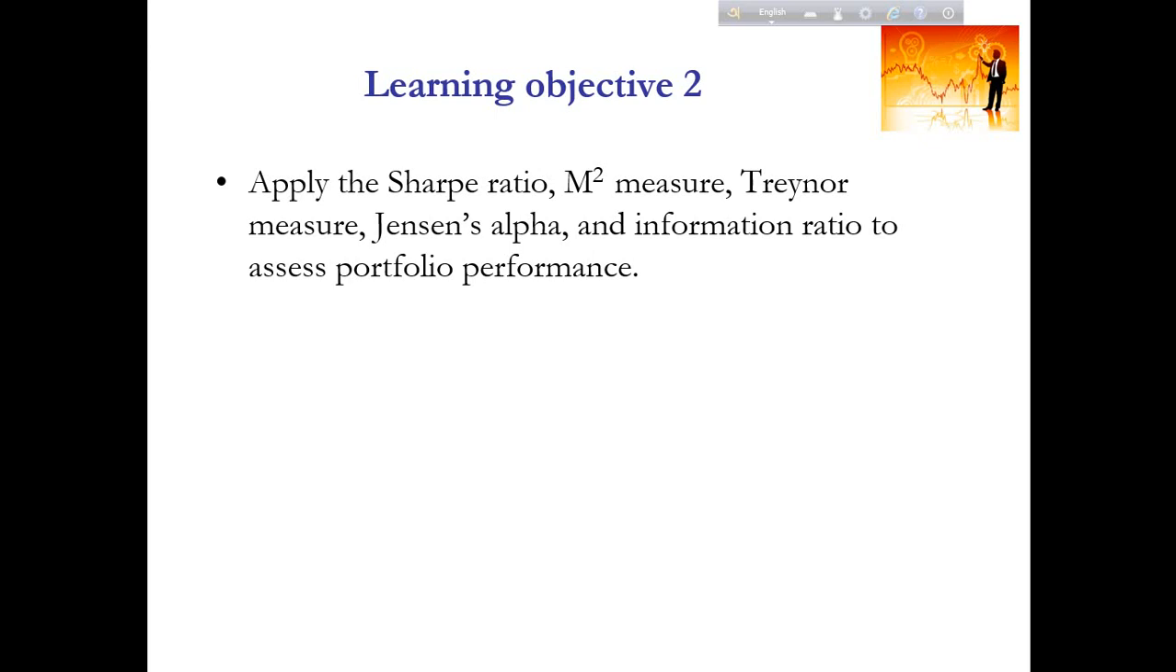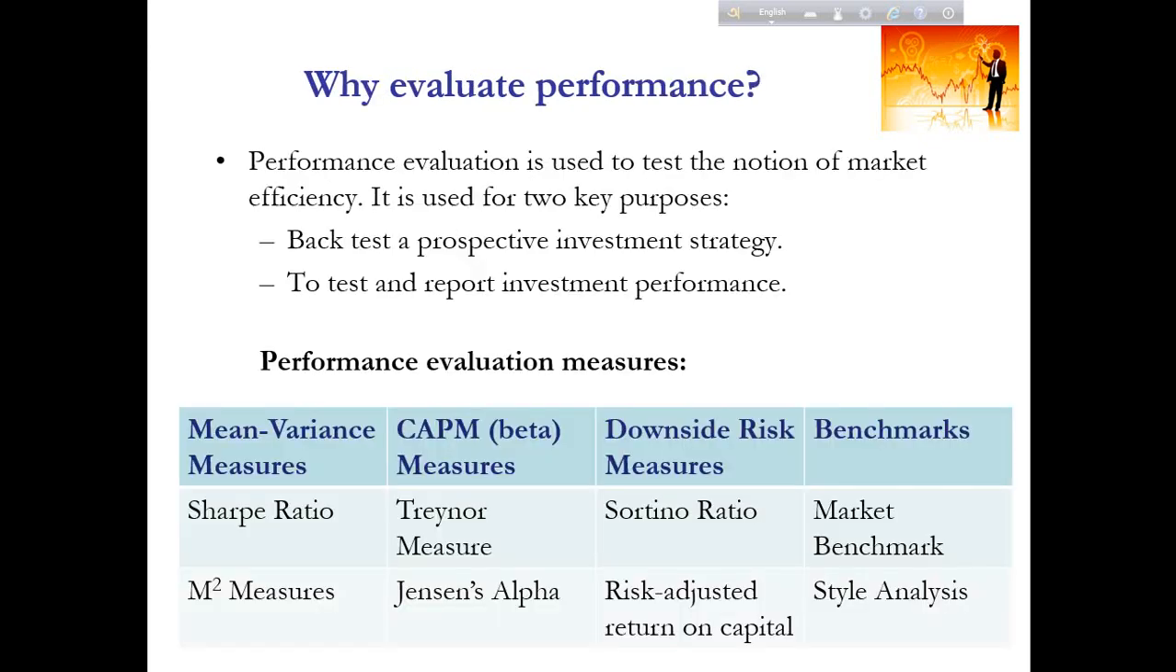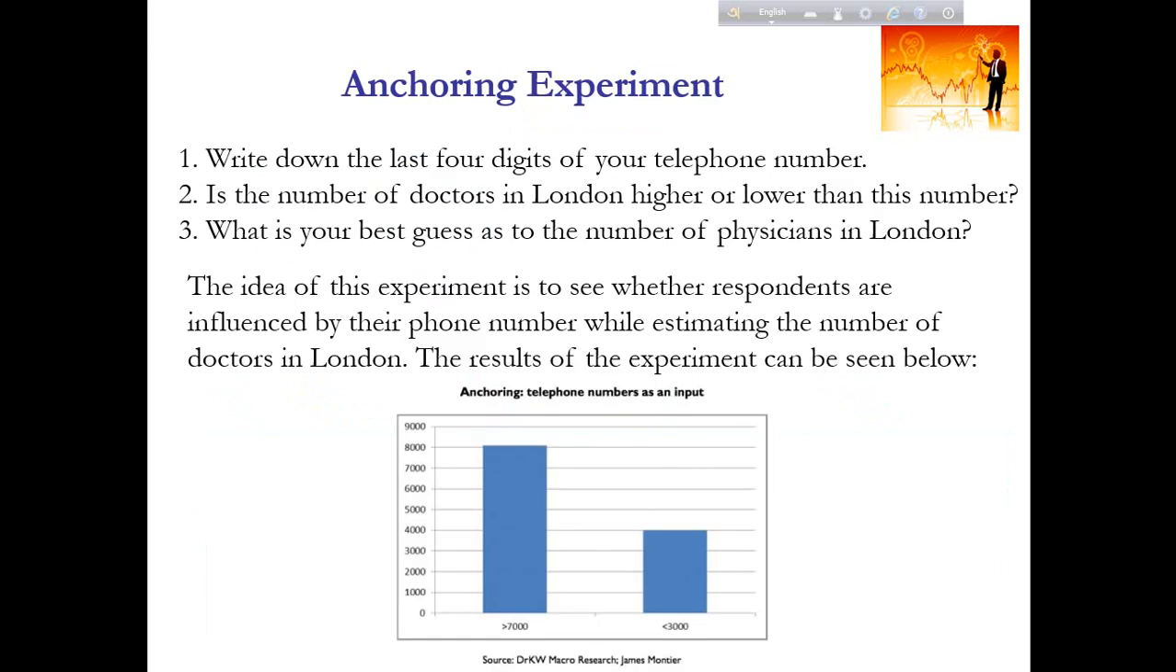Whereas those people whose last 4 digits of their phone number were less than 3,000 gave an answer for the average number of doctors in Newcastle of 4,000. Okay. So it provides evidence that the number you have written down, the last four digits of your telephone number, is influencing your judgment on how many doctors there are in Newcastle, even though these two bits of information are entirely independent and irrelevant to each other.